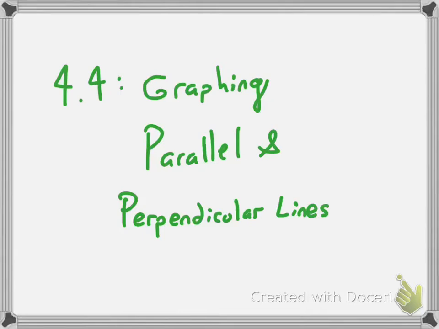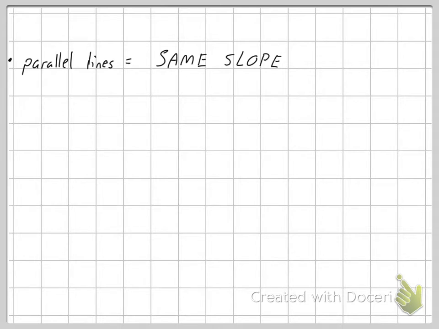In section 4.4, we're going to talk about graphing parallel and perpendicular lines. The key to graphing these is knowing the relationships of the slopes. Parallel lines have the same slopes. They have the same rise over run.